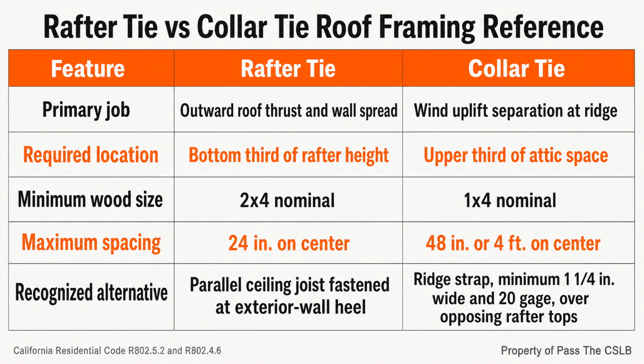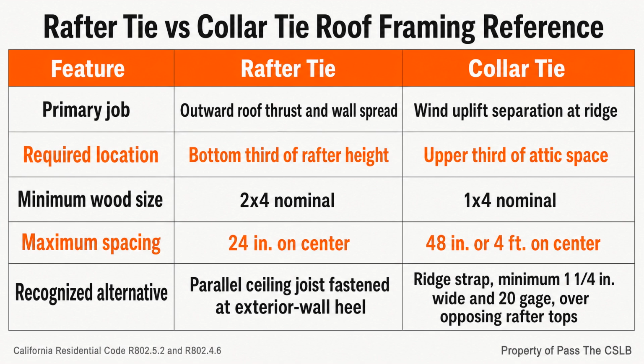Now consider the opposite condition. Ceiling joists run perpendicular to the rafters, or a vaulted room has no continuous ceiling joist system crossing from side to side. In that condition, the ceiling framing is not automatically completing the tension tie across the roof. I have to verify that the approved plans provide dedicated rafter ties or an engineered structural solution.